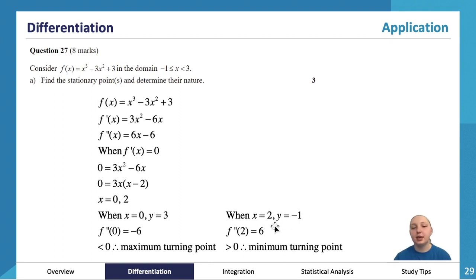Doing the same thing with x equals 2, we pop x equals 2 back into our original equation, and you'll get y is equal to negative 1. Substituting 2 into our second derivative here, we're going to get f double dash of 2 is equal to 6. And because that is greater than 0, this is going to be a minimum turning point. Okay, that's all you really need to do there.